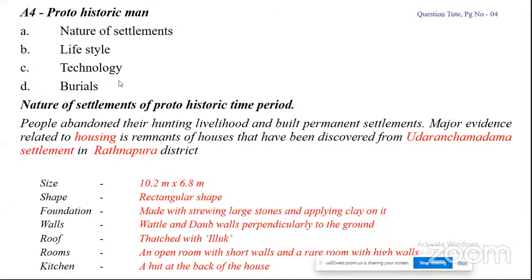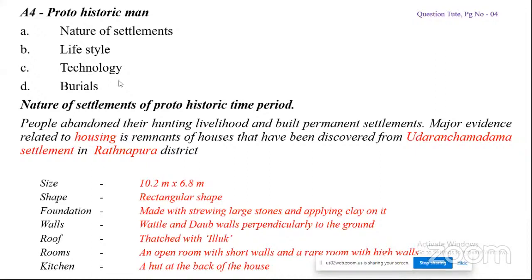Shape is rectangular. Foundation made by arranging large stones and applying clay on it. Walls, wattle and daub walls. So that is how we call it. Wattle and daub means erecting a wooden frame, and mud balls had been fixed in that, perpendicularly to the ground, and the roof thatched with iluk.